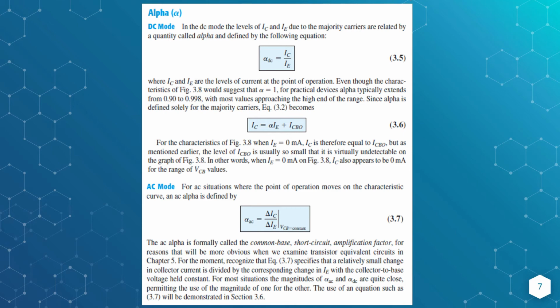Another, for AC mode, for AC situations where the point of operation moves on the characteristic curve, an alpha is defined by alpha AC equal to delta IC over delta IE. So we will always take note of these formulas. The AC alpha is formally called the common base short circuit amplification factor, for reasons that will be more obvious in the next chapters.